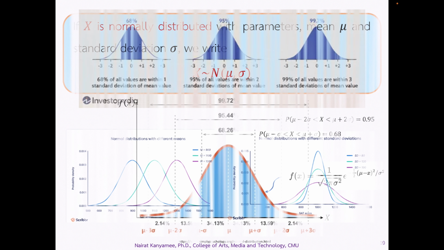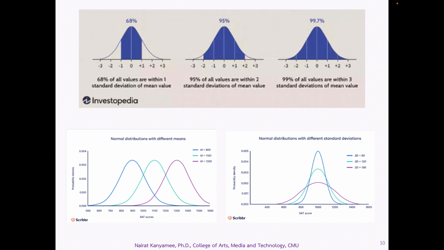Okay, let's see more pictures. This is the summary: 68% of the data falls within 1 standard deviation, 95% within 2 standard deviations, and 99% within 3 standard deviations.